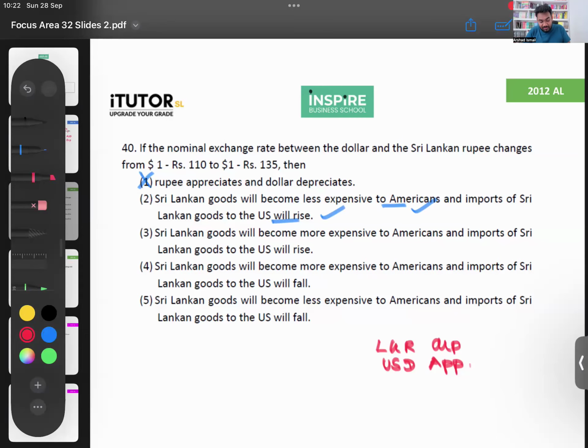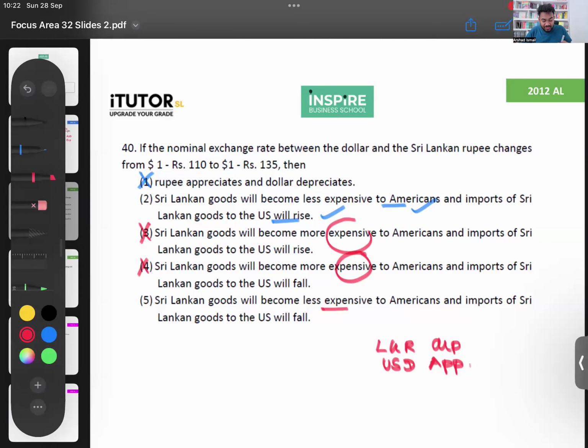Sri Lankan goods will become more expensive. If the Sri Lankan rupee depreciates, our goods become cheaper for them. Wrong. Sri Lankan goods will become more expensive. Again, wrong. Sri Lankan goods will become less expensive. Okay, that part is correct.